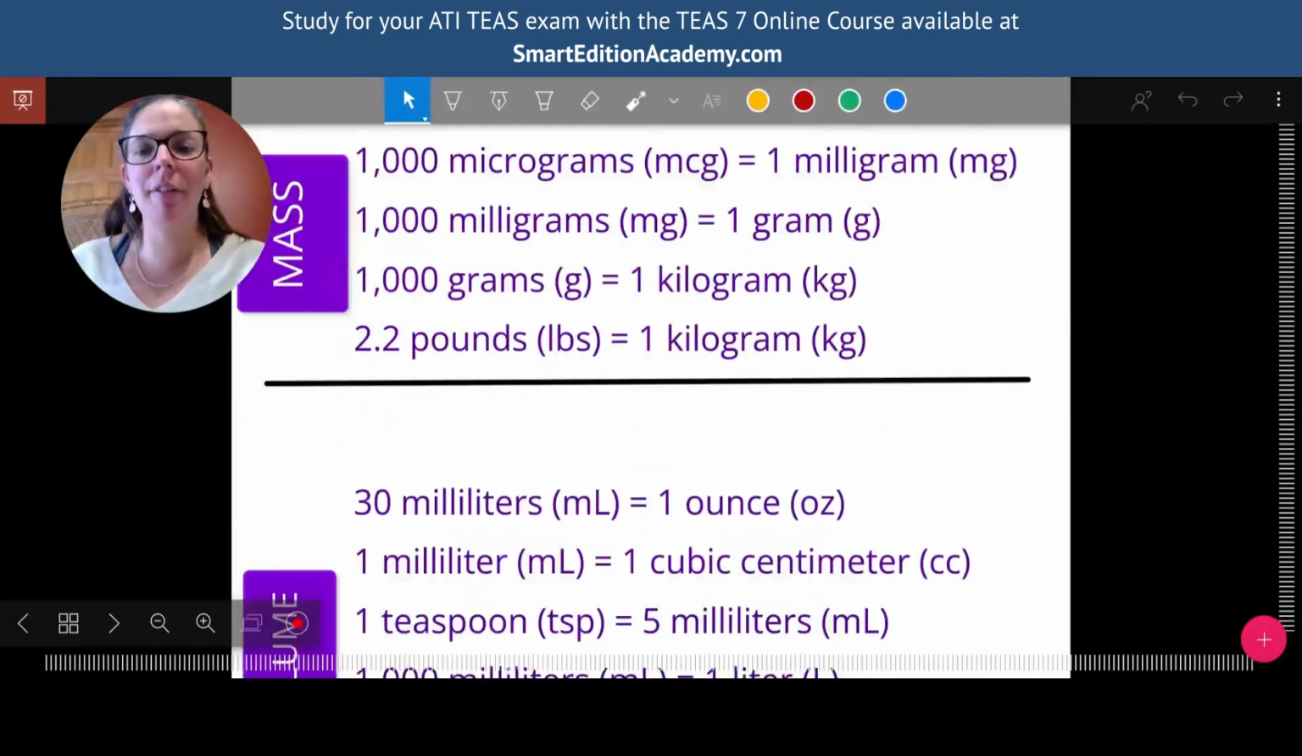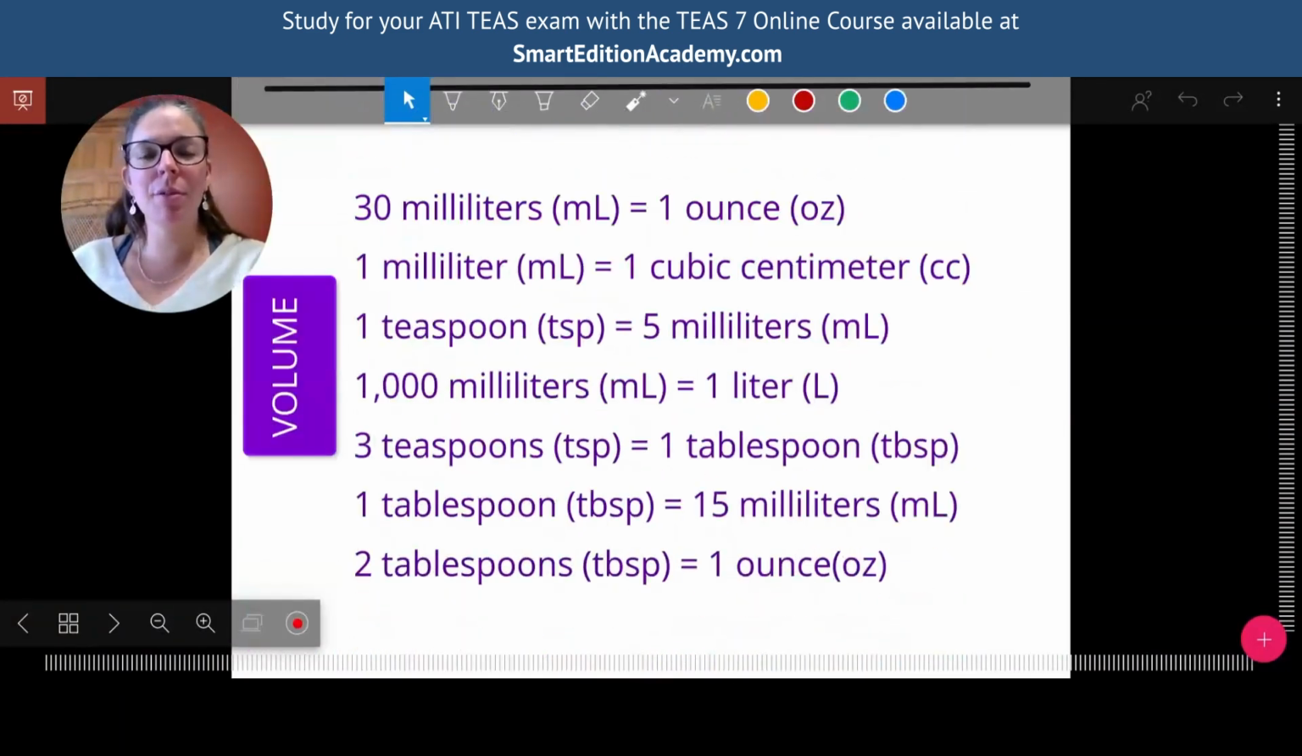We also have volume. There's a few more down here of other conversions you really need to know. 30 milliliters is equal to 1 ounce. 1 milliliter is equal to 1 cubic centimeter, or 1 cc. 1 teaspoon is equal to 5 milliliters. 1,000 milliliters is equal to 1 liter.